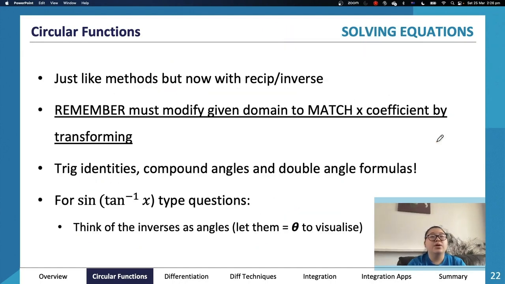Cool. Alright. So solving equations, it's essentially just everything the same, except we just need to make sure that we're now integrating reciprocal and inverse functions. So you need to make sure you have it in the correct domains and ranges, especially when we're talking about the inverse functions, because they have a very specific range and domain. So make sure you use a lot of compound angles, make sure you use a lot of double angles, and for these types of questions, just use triangles to help you visualize what's going on.